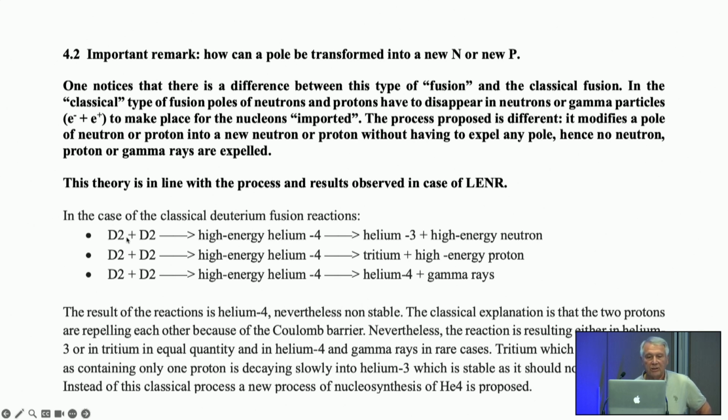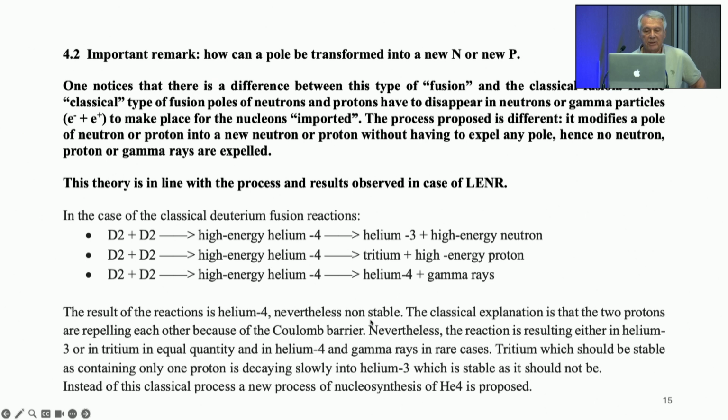We see that in the case of the classical deuterium fusion reaction, everybody knows: deuterium plus deuterium gives helium-3 plus a high energy neutron, or tritium, and in very rare cases helium-4. The result of this reaction is nevertheless non-stable. The classical explanation is that the 2 protons are repelling each other because of the Coulomb barrier. Nevertheless, the reaction is resulting either in helium-3 or in tritium in equal quantity, and helium-4 with gamma rays in rare cases. Tritium, which should be stable as containing only 1 proton, is decaying slowly into helium-3, which is stable, and as it should not be. Instead of this classical process, a new process of nucleosynthesis of helium-4 is proposed.